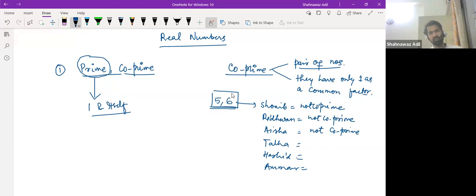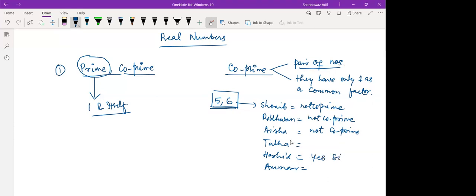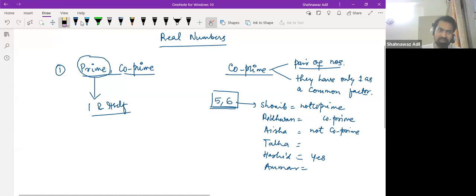I have told you guys that the definition of co-prime is that the pair of numbers which don't have a common factor other than 1. So Hashid is saying, sir, I said it is a co-prime number. Oh, you have said it is a co-prime. Good. Okay, so we have two yes and two no's. Talha and Amar, what about you guys? Oh, Amar cannot unmute himself because he has some lagging issues. So Talha, what about you? Facing the same problem.